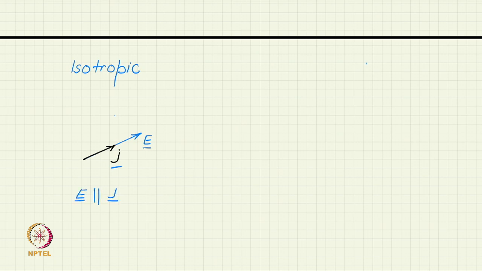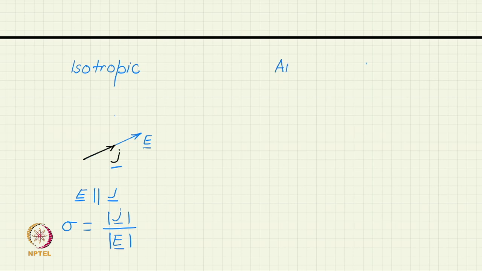So, in this case there is no issue, and we define the electrical conductivity sigma simply as magnitude of J divided by magnitude of E. Both are in the same direction. So, the vector nature here is really not so important, they can be treated even as scalars.